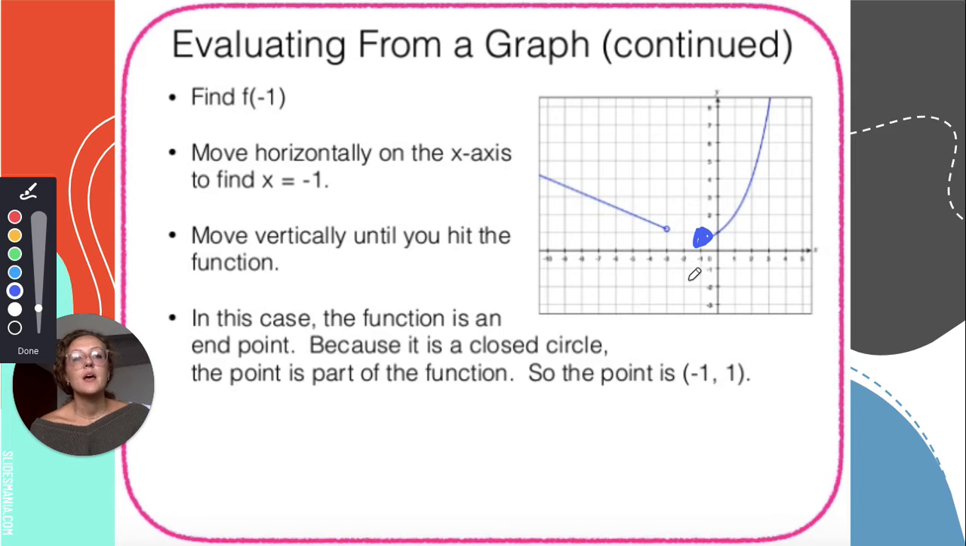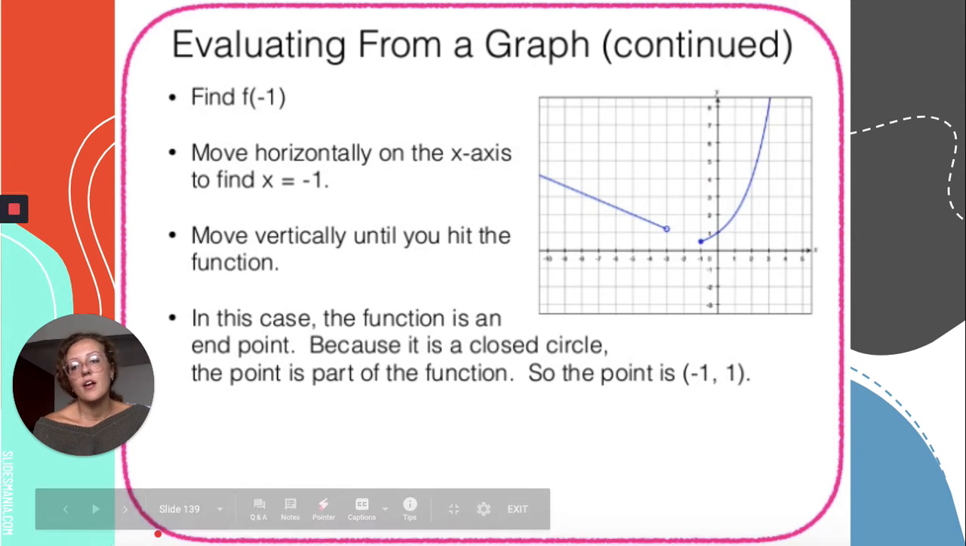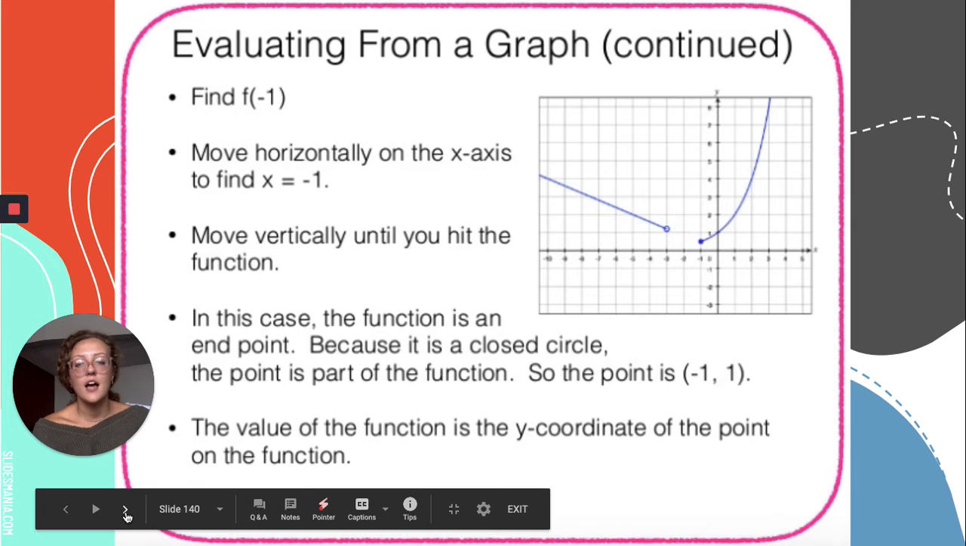It's at 1. But hopefully you get the idea there that we go horizontally along the x to that point. So f of negative 1 means x equals negative 1. So I find x equals negative 1 on the x-axis, and then I go up or down until I'm on the function. So the point here would be negative 1, I'm going to say 1/2, but I'll let it slide. Okay, that's the value of the function. The value is the y coordinate.